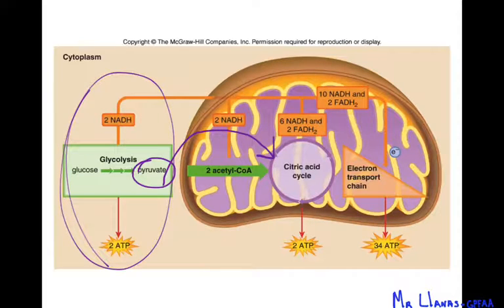Okay, so again, the first thing that happens is glycolysis, and this right here releases H2O. Okay, this right here releases CO2.